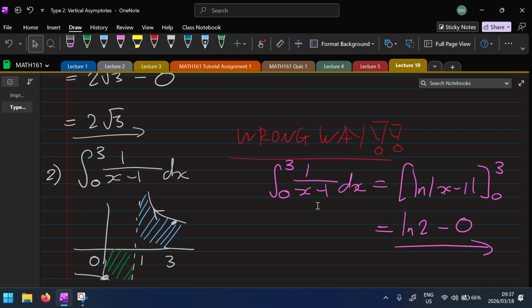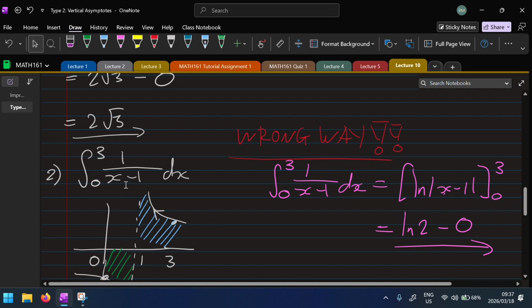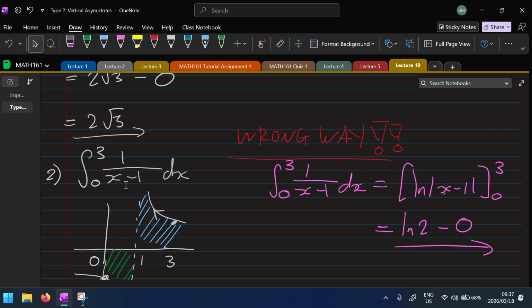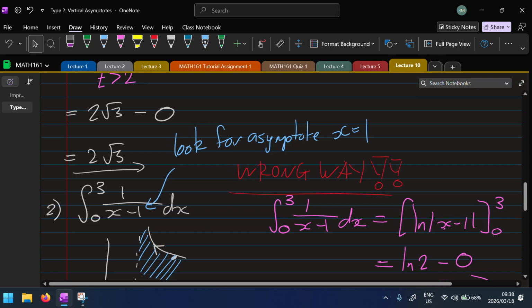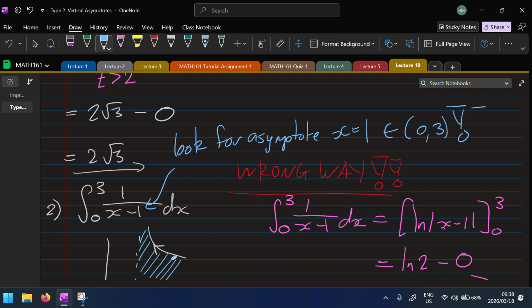Whenever you have 1 over something, you look at that bottom part. So here, where's the asymptote? At 1. The bounds are from 0 to 3. That includes 1, so it becomes improper. So you look for the asymptotes in the bottom. Here we have x equals 1, which is included in the bounds. So this is somewhere from 0 to 3. That means it's improper.